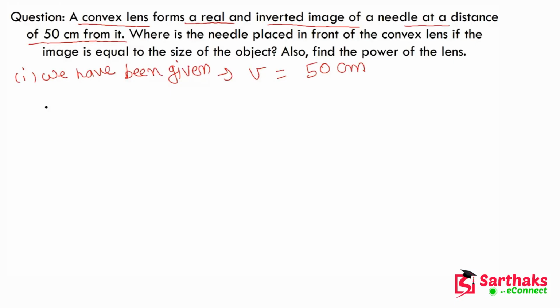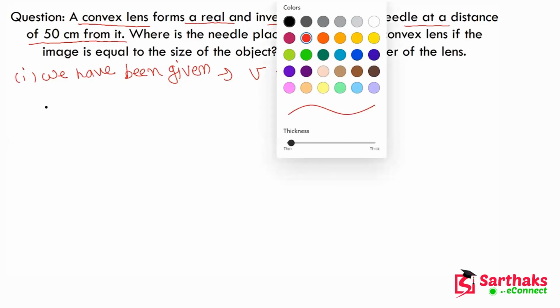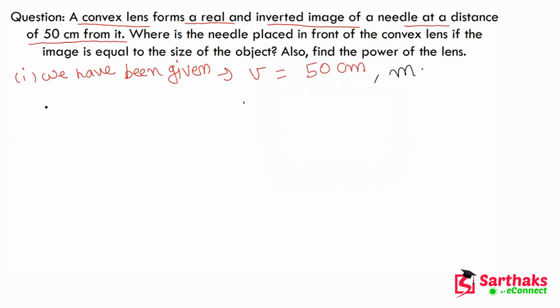Now, where is the needle placed in front of the convex lens if the image is equal to the size of the object? So the other hint is given that m is equal to 1. Now you might be thinking why I wrote 1, because I know that the value of m is equal to h dash upon h, and here it is given that the image is equal to the size of the object. So it simply means that the values of h dash and h are equal. That's why it will cancel out and give us the result 1.